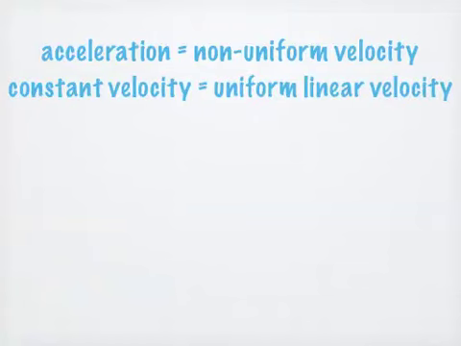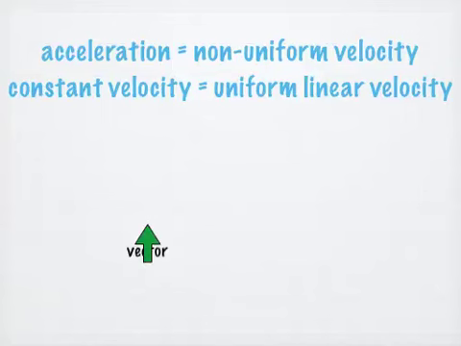An object's motion can be described using its acceleration. Acceleration is considered non-uniform velocity. What does this mean? Non-uniform in this case just means not constant. An object moving with a constant velocity is considered to be undergoing uniform linear velocity.